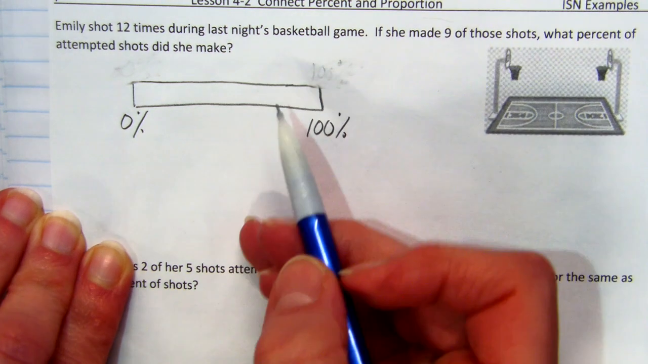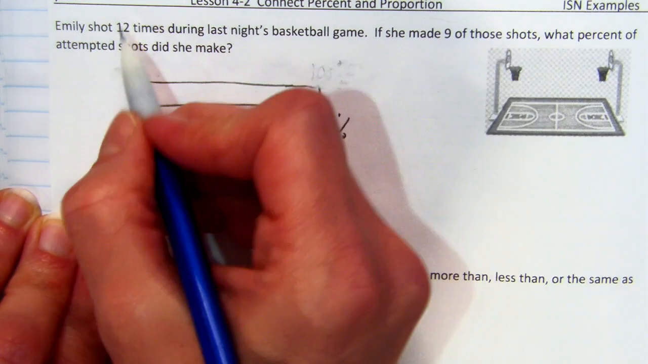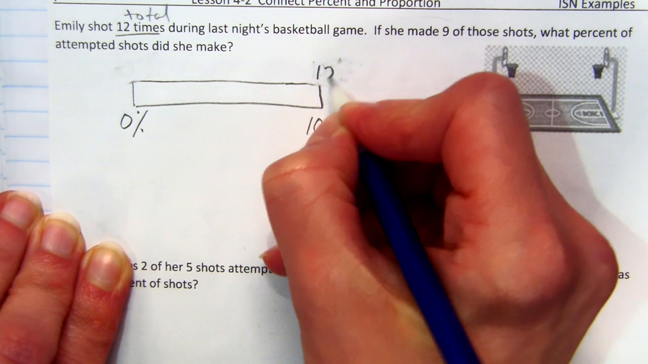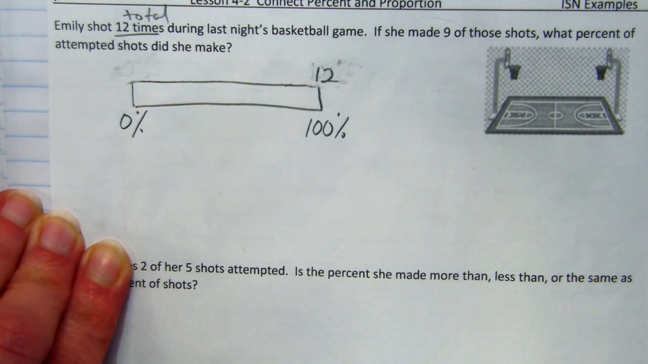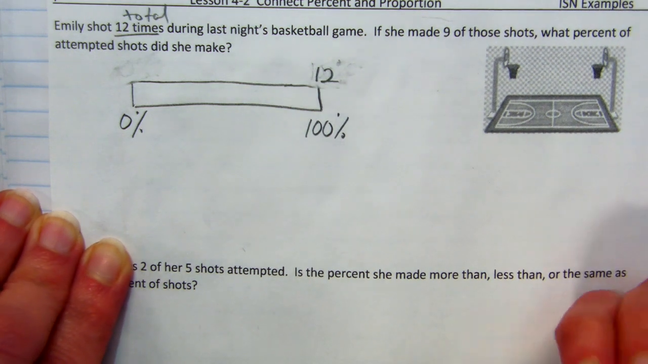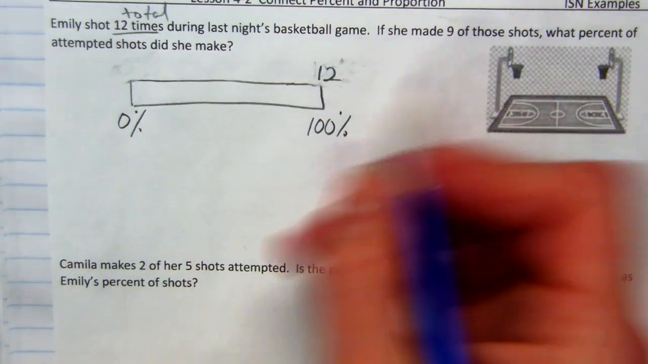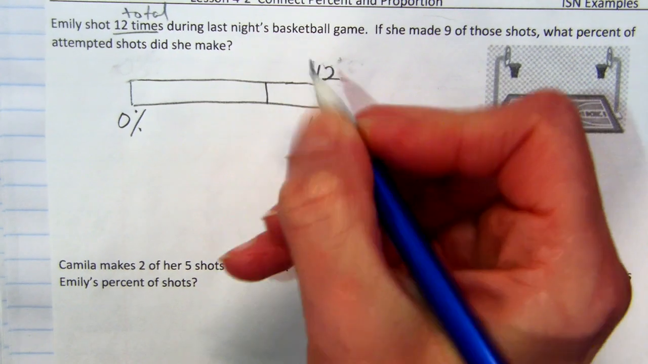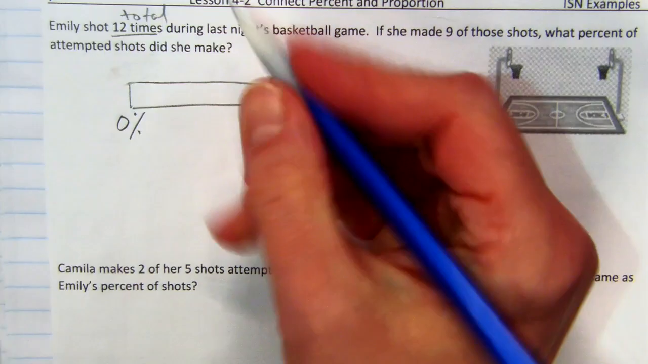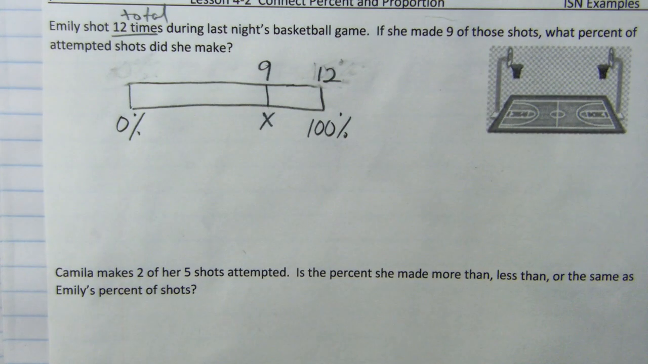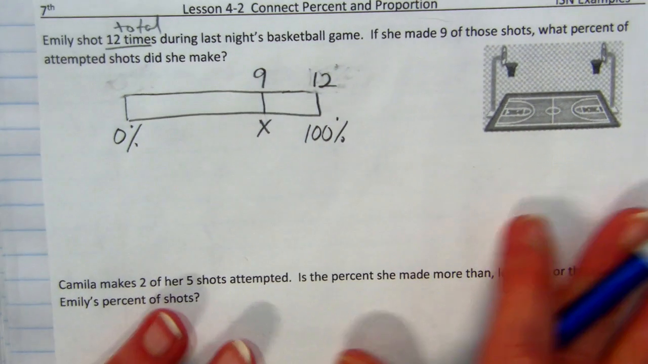Okay, and so we know that she shot 12 times, so that was her total. So I'm going to put that over here with 100%. If she had made all 12 shots, that would be 100% shooting percentage, but she did not. She made 9. So we're going to put a 9 over here, and we're going to put an X for percent.